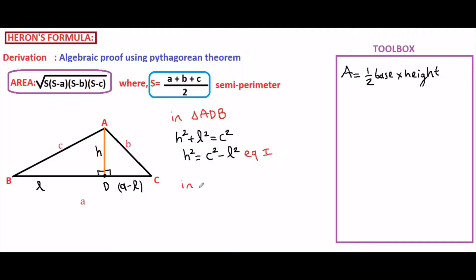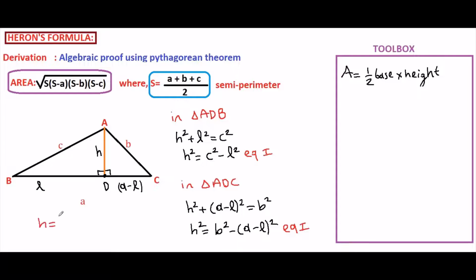Similarly, in triangle ADC, we can apply the Pythagorean theorem, because this is a right triangle. So h squared plus (a minus L) quantity squared equals b squared, the hypotenuse. And if we solve for h squared here, we obtain b squared minus (a minus L) quantity squared. Let's call this equation 2.